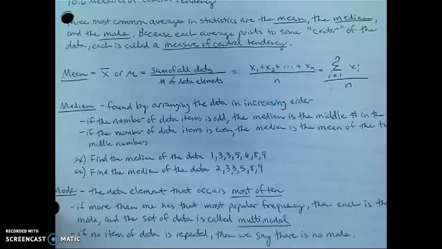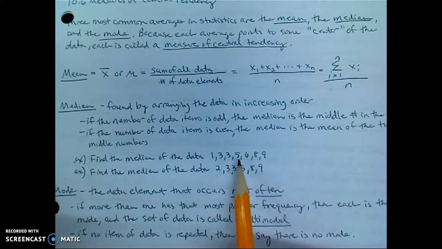The median. First thing, we arrange the data in increasing order, so from least to greatest. And then we're looking for the middle number in that list. So if we have an odd number of data items, there'll be a single middle number. If there's an even number of data items, then we take the average, the mean, of the two middle items.